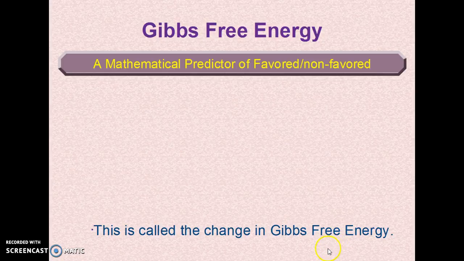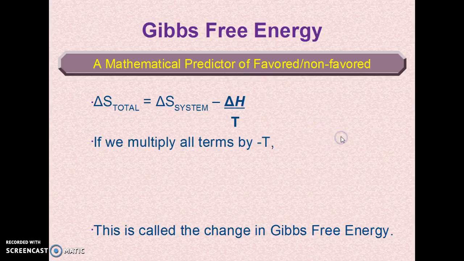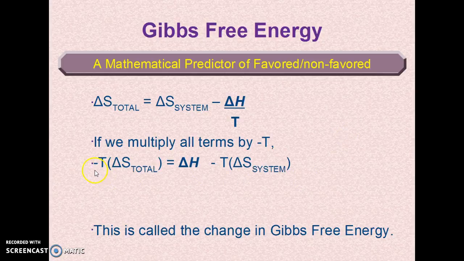It's a mathematical predictor of whether a chemical change is favored or not. Now, total delta S is equal to delta S of the system minus delta H over T, which of course is the delta S for the environment or surroundings. If we multiply all the terms of this relationship by negative T, we get negative T times the change in S, delta S, is equal to delta H minus T times delta S of the system.